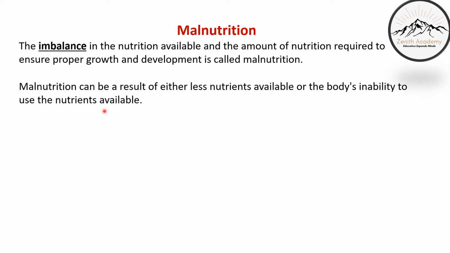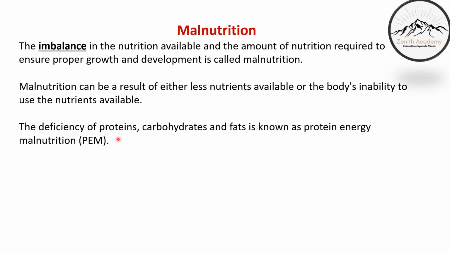So, malnutrition can be the result of either less nutrients available or the body's inability to use the nutrients available. Now, there can be two conditions, my dear children. First, nutrients are not available. The food that is rich in different nutrients is not available. And the second case can be the body is not capable enough to absorb these nutrients. The nutrients are available, but your body is incapable of absorbing them. So, in both conditions, the patient faces malnutrition.